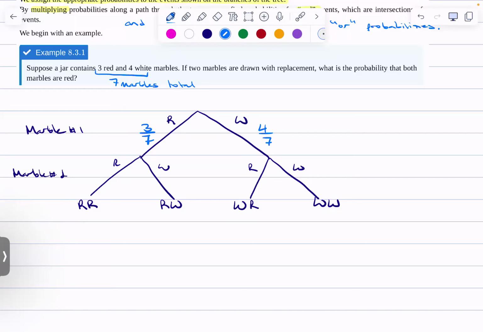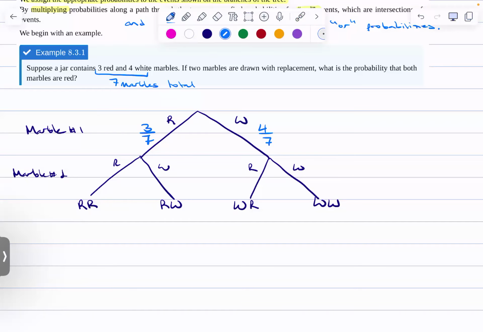Now, this is how I show my work. It's very sloppy, because technically we should write the probability of R is 3 over 7. I don't expect you to do that, but technically we should. So I say what the outcome is, and then I write down what the probability is.